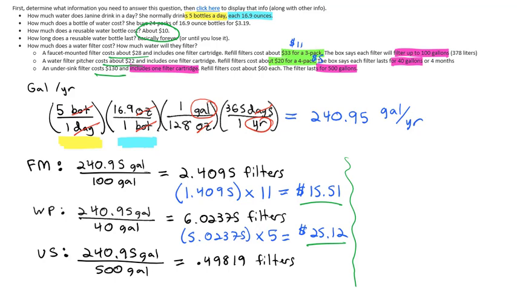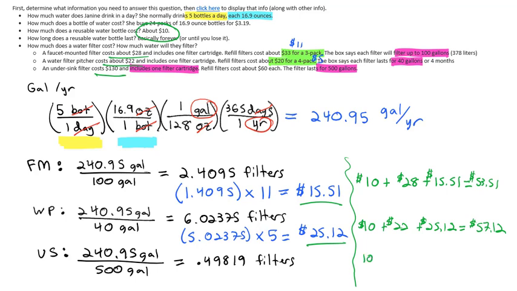So, for the faucet mount, $10 for the water bottle, plus $28 for the install, plus we said it was going to be $15.51 for the filters. Total price, $53.51. For the water pitcher, $10 for the pitcher, plus $22 for the install, plus $25.12 for the filters. Total price, $57.12.